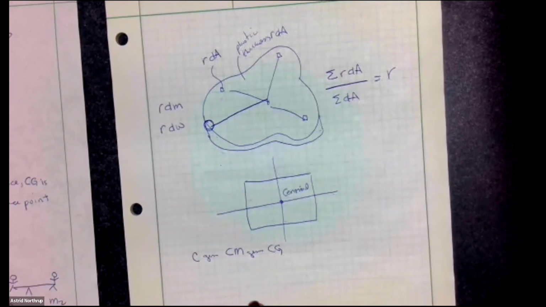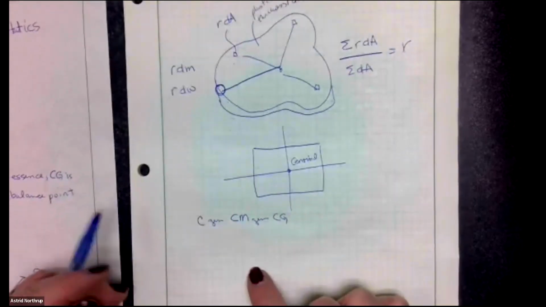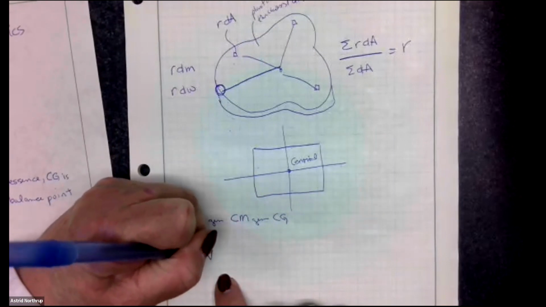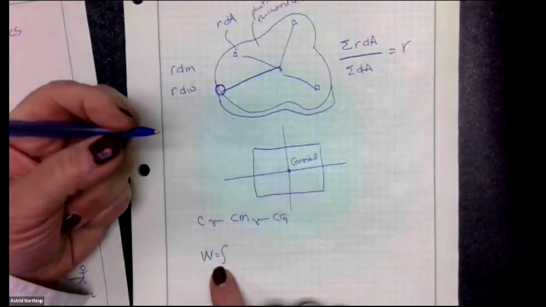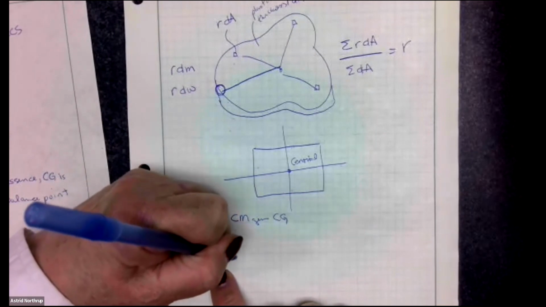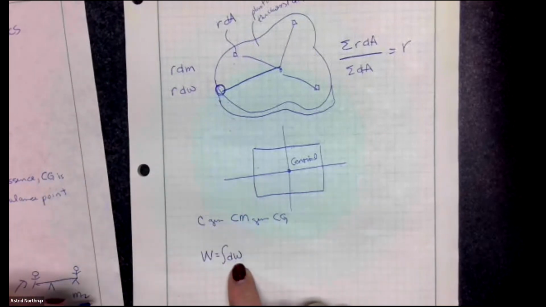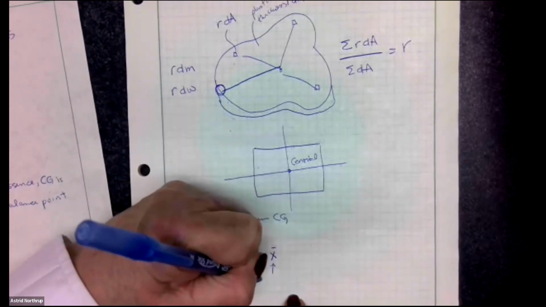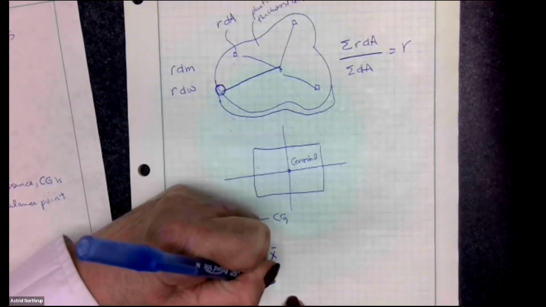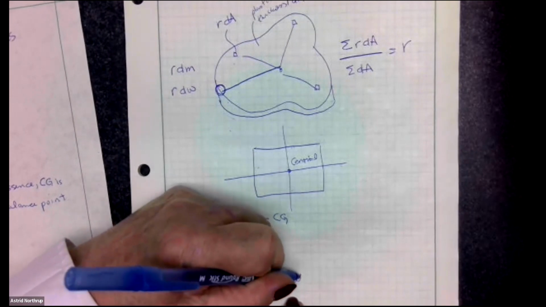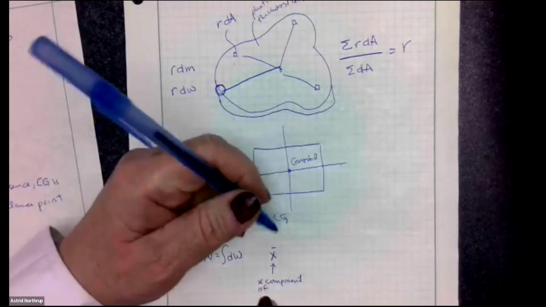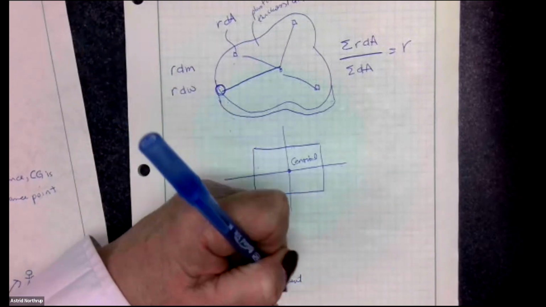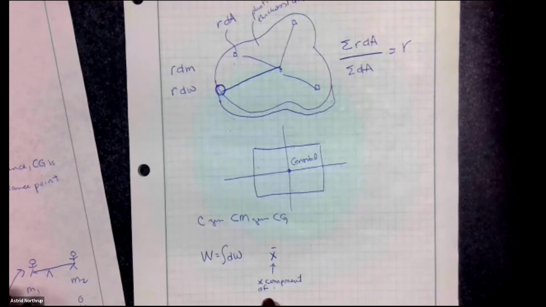All right, so the way that your authors build this argument is that for any object, the weight is equal to the integral of all of the differential elements' weights. And that x bar, which is the x component of... I'm trying to think of the right word for that.